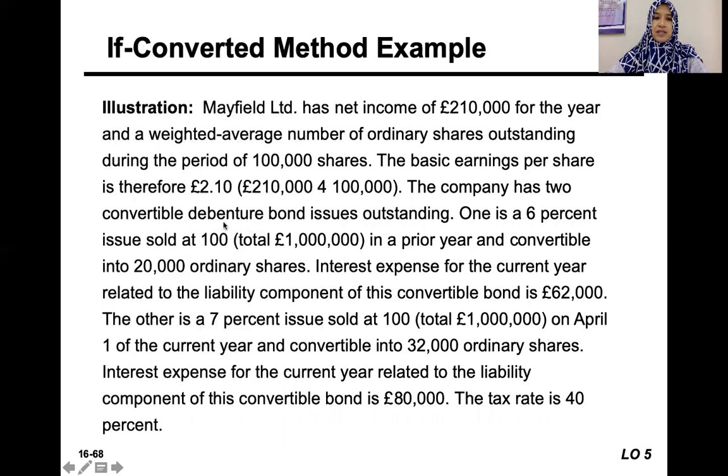Basic earnings per share is 2.1 because 210,000 divided by 100,000, the number of shares. There is an error here. This is not times 4, it's supposed to be divided.